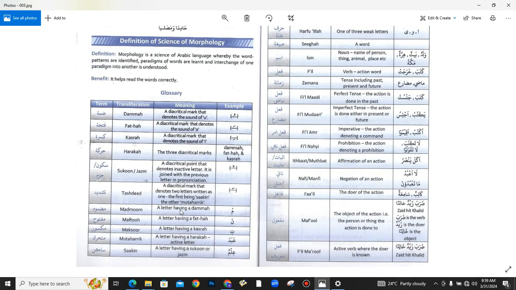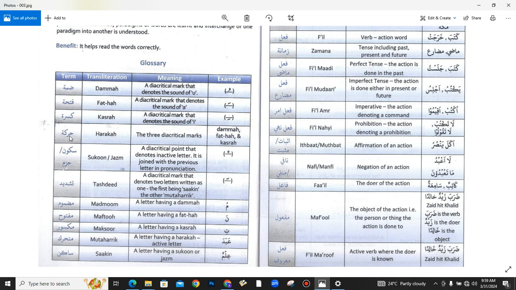Okay, so this is haraka. All of these are called harakat: zamma, fatha, kasra. Haraka is the name utilized for these three. Each of them is called haraka. This is not a specific or unique thing or different thing.